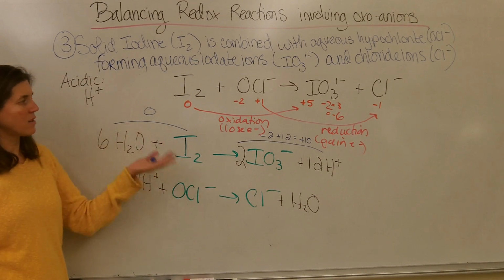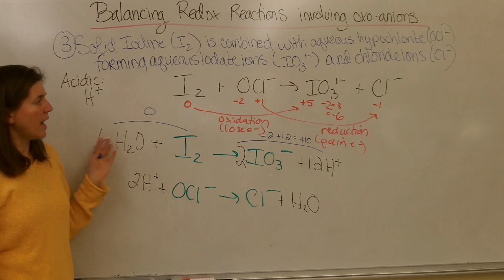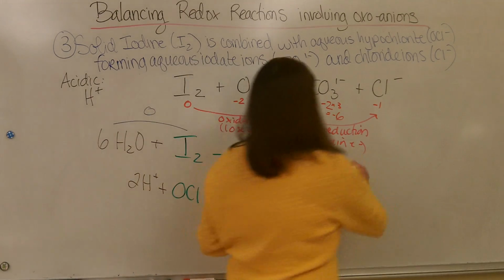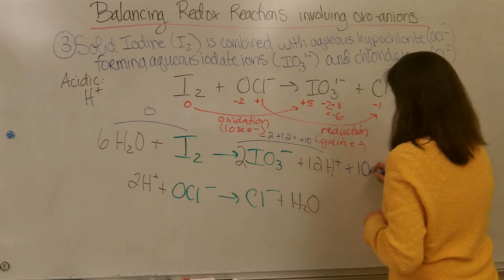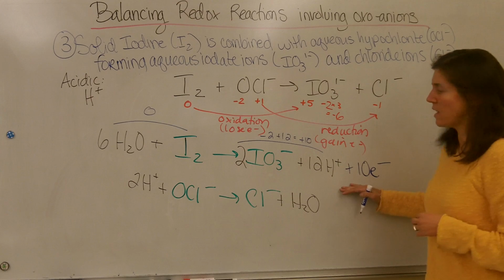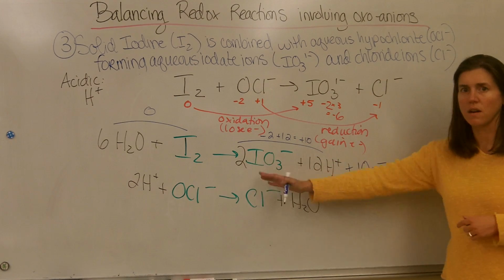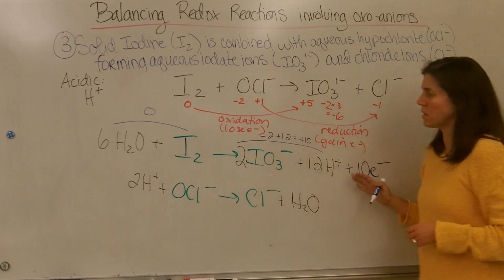The way that I balance that out is by adding electrons. And I want to add the electrons to the side that is more positive. Okay, so I'm going to go over here, and I'm going to add 10 electrons over here on the right. Now I'm going to have 10 positives, 10 negatives. Now my charge here is 0. So now I'm balanced out 0, 0.